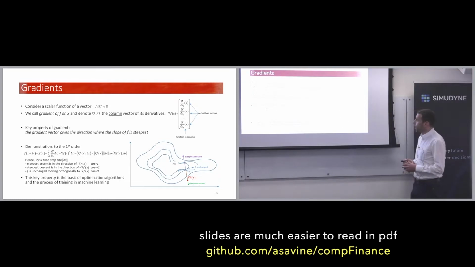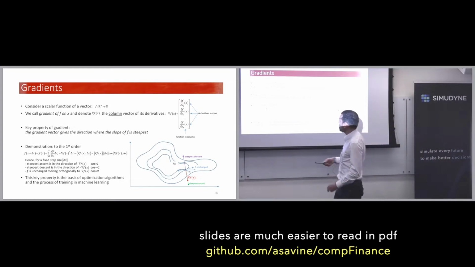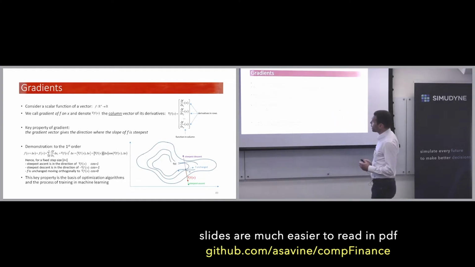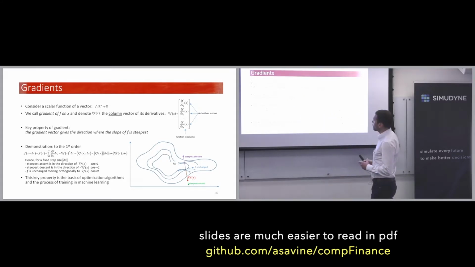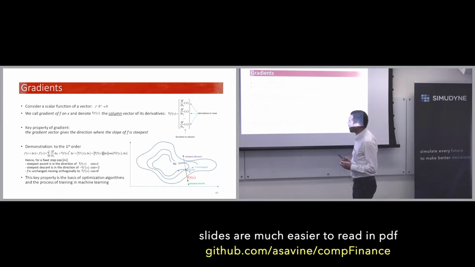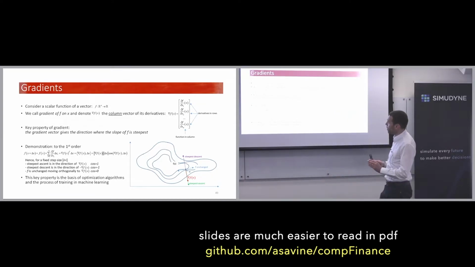So first, gradient. If we consider a scalar function of a vector, so f takes its inputs in R^n and outputs a real number, then we call the gradient of f and denote it with this funny reverse triangle. That's the column vector of its derivatives. So the gradient of f applied at a point x will just be the vector of the derivatives df over dxi. A key property of a gradient that is well known is that the gradient vector gives the direction where the slope of f is steepest.